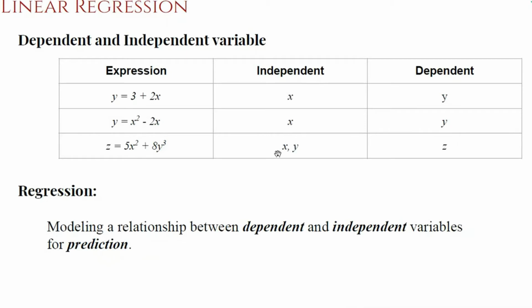If you have more than one independent variable, we refer to that as multivariate regression analysis, if we are to find the relationship between two independent variables and one dependent variable. So we have two different terminologies: univariate analysis as well as multivariate analysis.